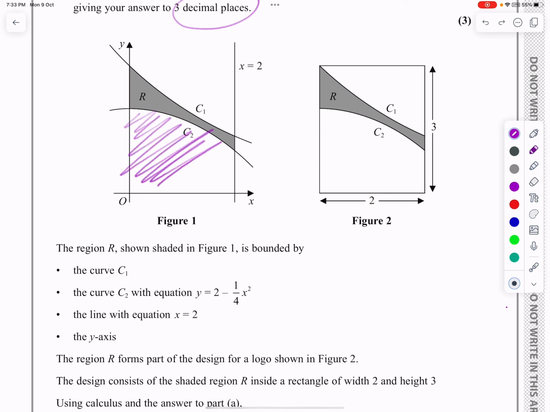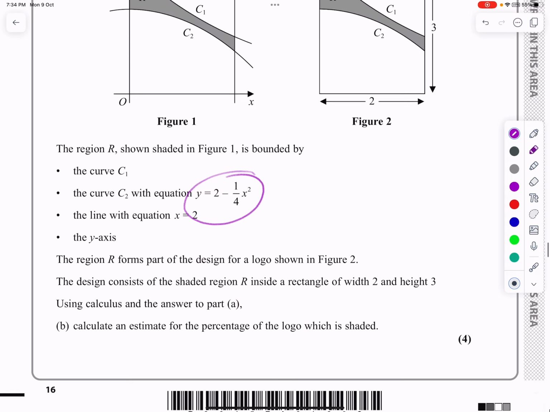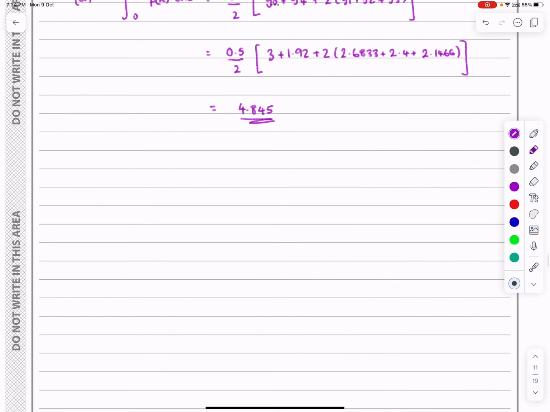subtract the area under the curve there. Now, the area under the curve I can find by using integration. So the curve is given by 2 minus a quarter x squared. I'm going to find the area, so part B, the area under C2, which is simply going to be the integral between 2 and 0 of that curve, which is 2 minus a quarter x squared dx. So we can do that.